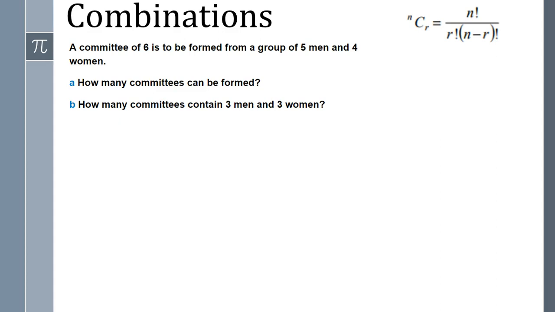So we're going to write our notation. We're looking for a combination. We have got how many total? 5 men, 4 women. We're not worried about gender in the first one, so we've just got 9 total. And we want 6. Okay, so let's use our formula. I've already done it wrong.